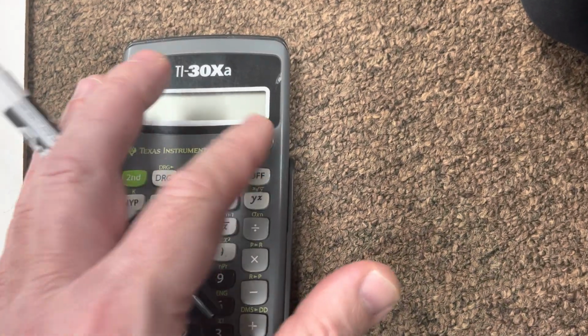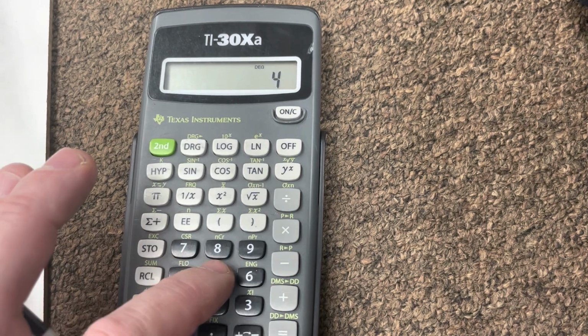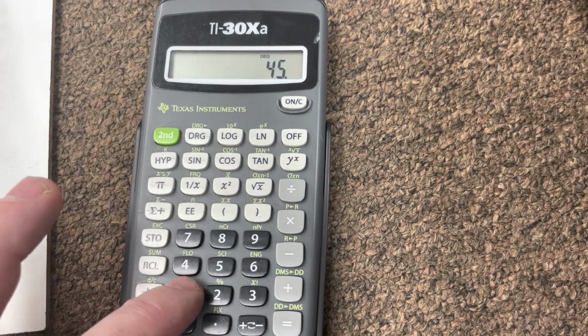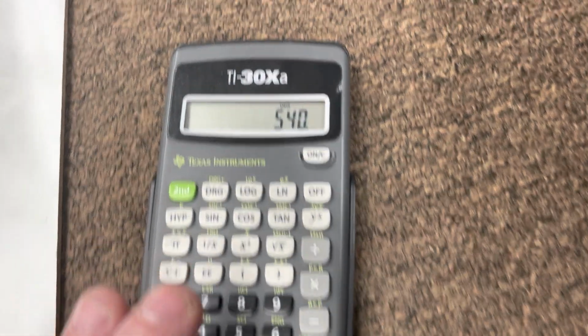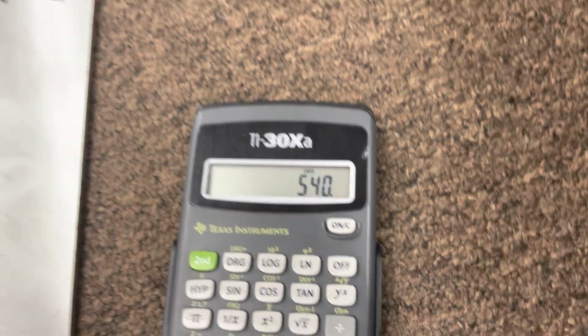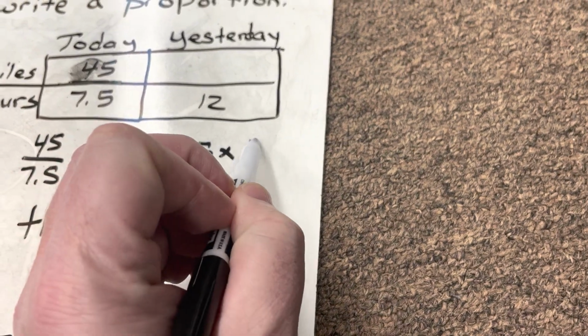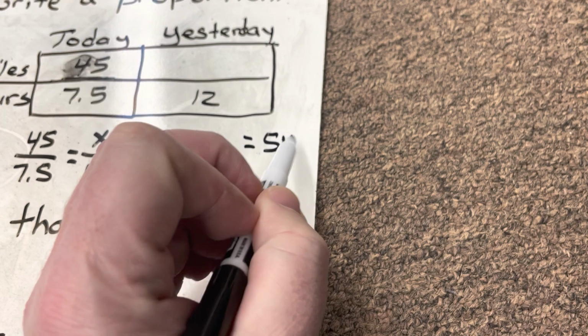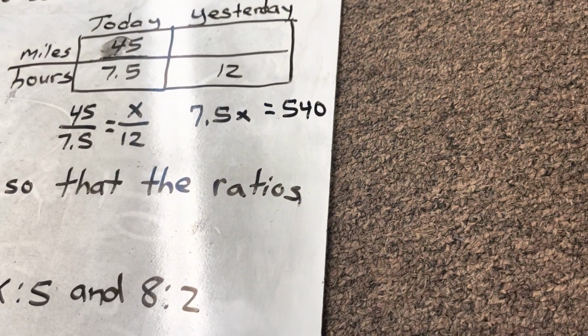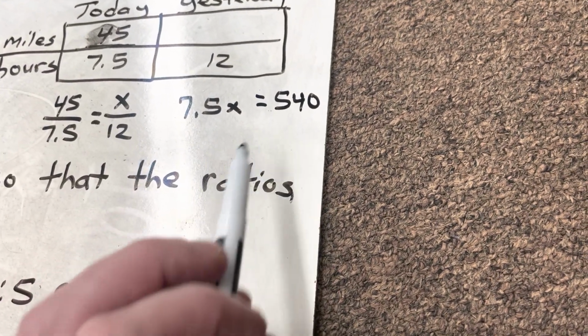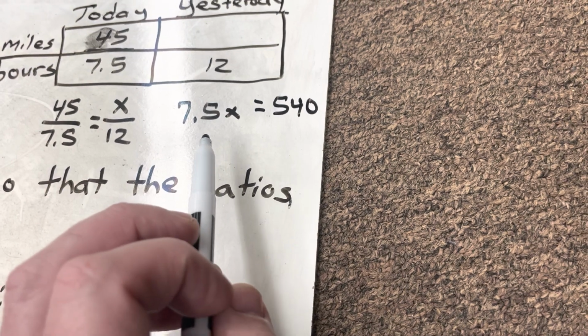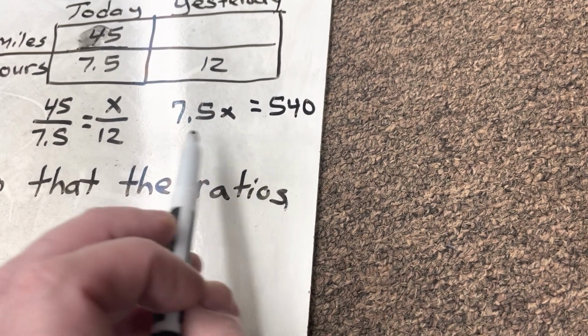So I'm going to come over here, clear my calculator. 45 times 12 equals 540. So 7.5x equals 540. Well, I need to isolate the x. I isolate the x by dividing both sides by 7.5.